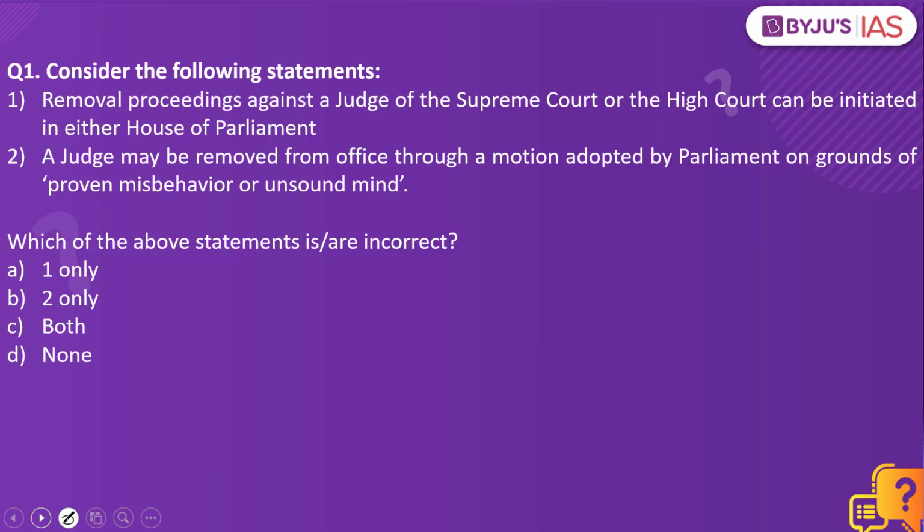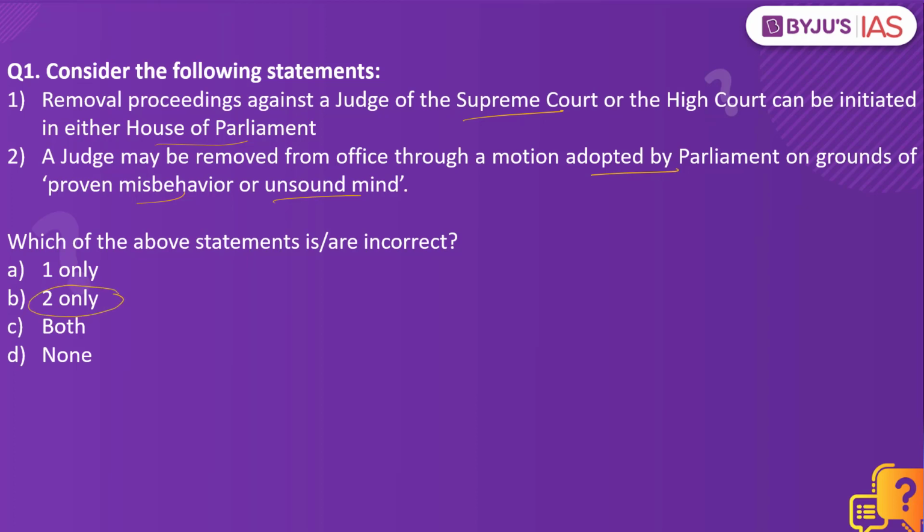Let's look into the first question. Consider the following statements. Removal proceedings against a judge of the Supreme Court or the High Court can be initiated in either House of Parliament. A judge may be removed from office through a motion adopted by Parliament on grounds of proven misbehavior or unsound mind. Which of the above statements are incorrect? Since it is asking for the incorrect statement, the answer to this is 2 only.